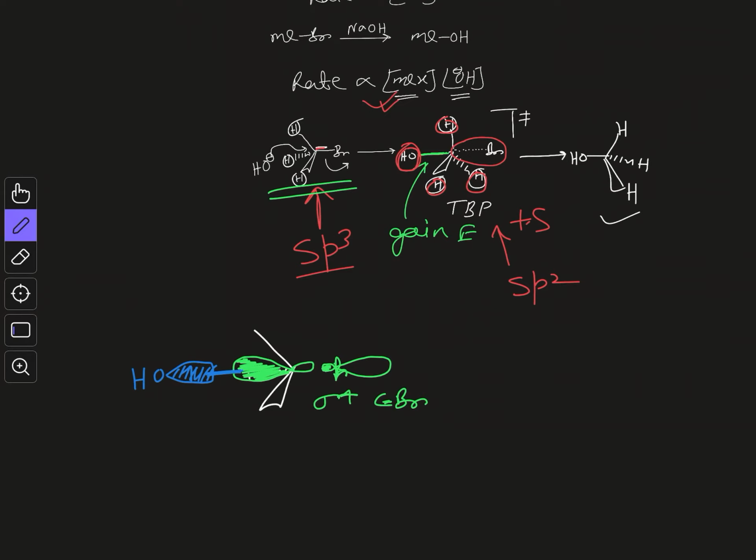This is our HOMO, the non-bonding orbital of OH minus is the HOMO, and the sigma star orbital of the C-Br bond is the LUMO. So this is the HOMO-LUMO interaction of this reaction.